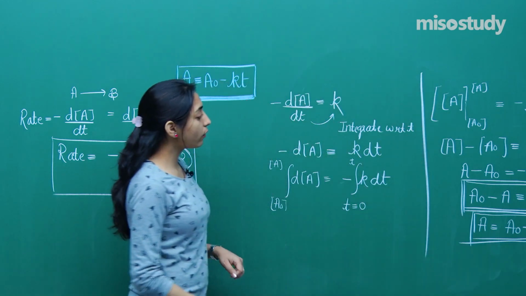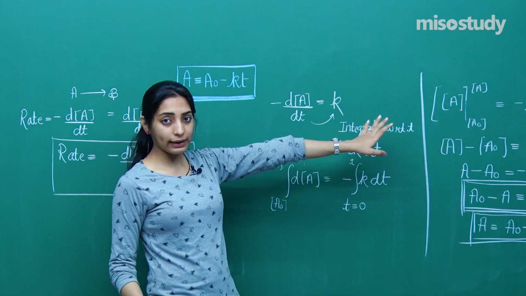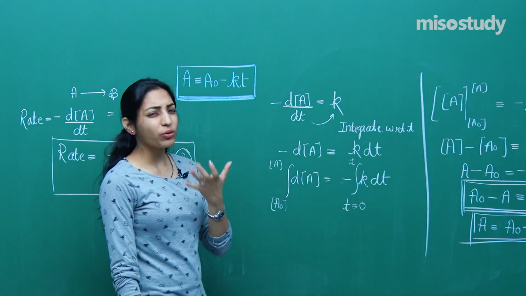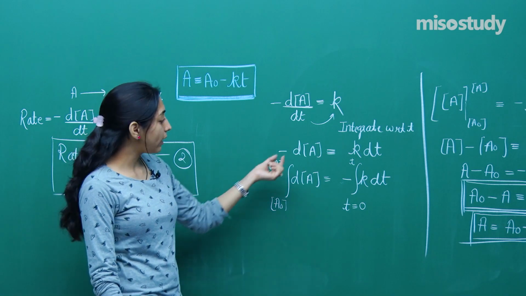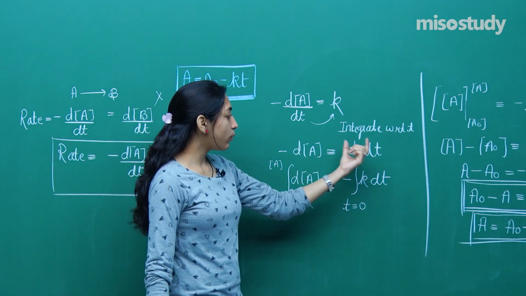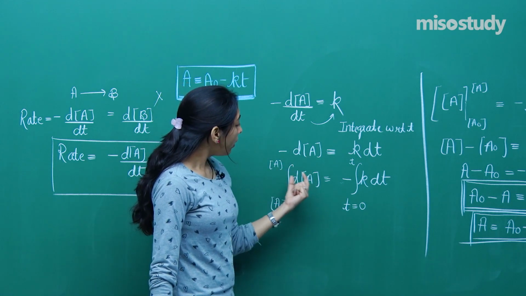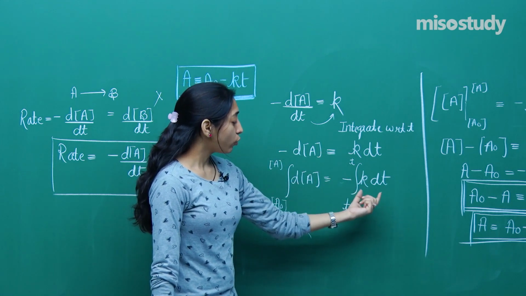So how can you integrate with respect to T? Just take dt to the right hand side, or I'll say divide and multiply by dt. So these are the different ways to say it. So you'll say minus dA is equal to K times dt. Now do the integral and put the limits. So take negative to the right hand side, dA is equal to minus K dt.